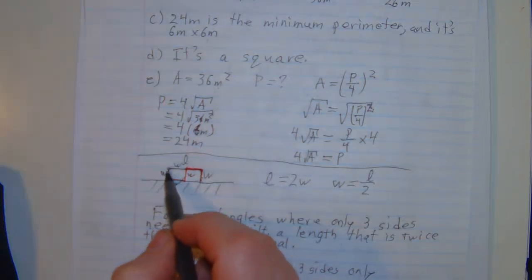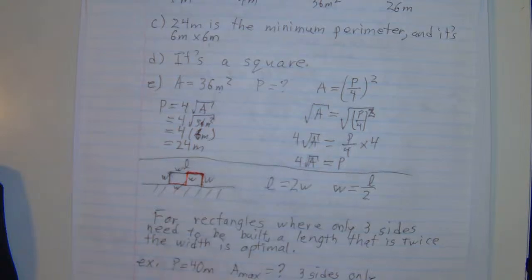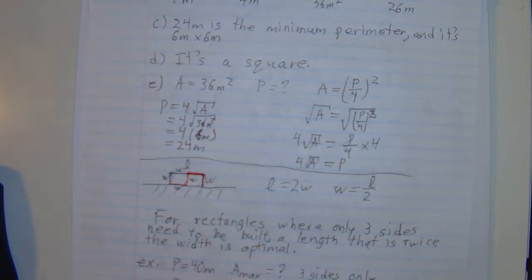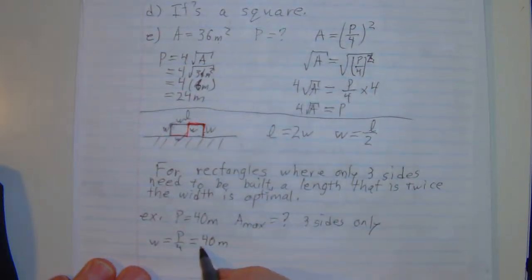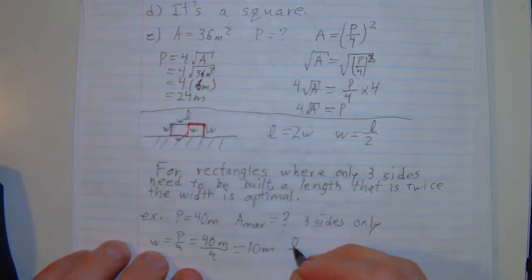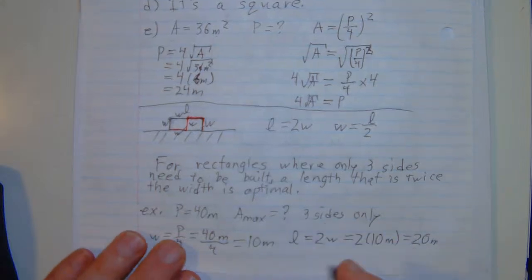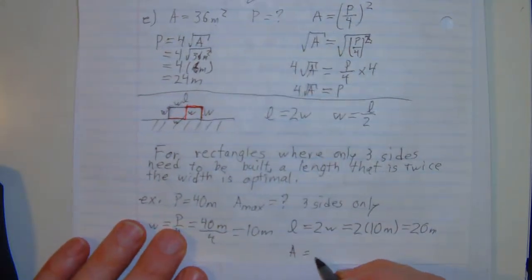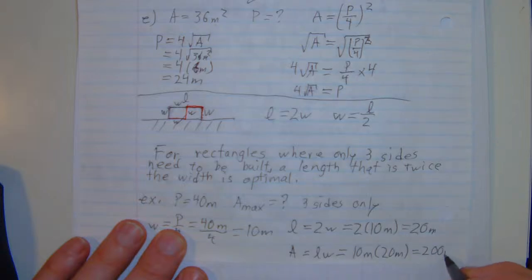So you still need the width to be 1/4 of the full perimeter. So the width is going to be the perimeter over 4, which is 40 meters over 4, and that is calculated exactly like what we did before. So we get a width of 10 meters. And the length is twice the width, which is twice 10 meters, which is 20 meters. And then the area is just length times width because it's a rectangle. So 10 meters times 20 meters is 200 square meters.